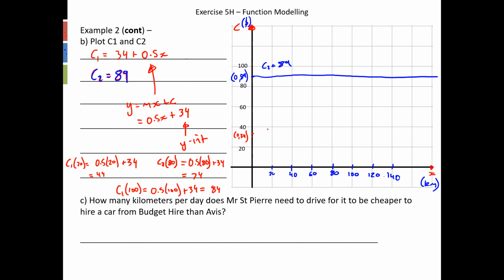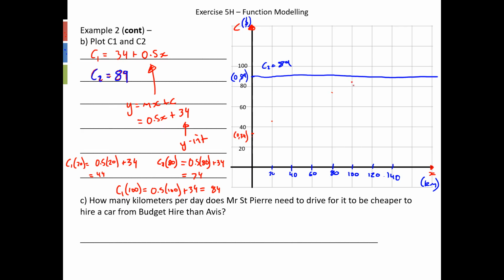Okay, so this was 89. So let's plot some points, and we know, because it's a linear function, we could have just subbed in 140, got our point, and then drawn our connection. Because it's linear, it's going to be a straight line. So 20 gave us 44, which is about there. 80 gave us 74, about there. So we're starting to see, yeah, that's a straight line. 100 gave us 84, and this was 89, so 84 is going to be about here.